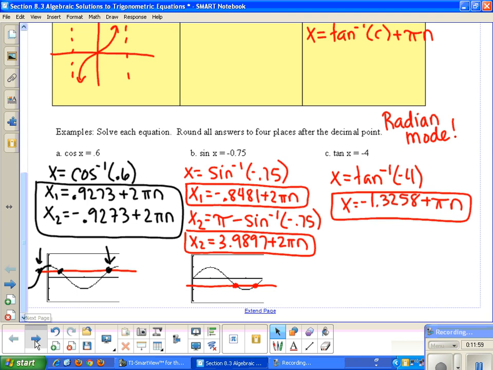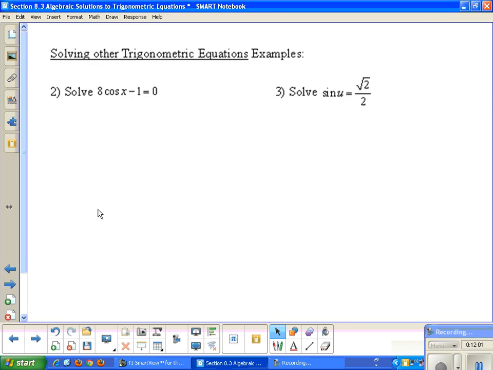So we're just going to do a bunch of these. For the first part, it says solving other trig equations examples. So we're going to solve 8 times the cosine of x minus 1 equals 0. In order to solve this equation, we're going to use some algebra. So I'm going to solve for the cosine of x. I add the 1 and divide by 8. So I get the cosine of x is equal to 1/8.